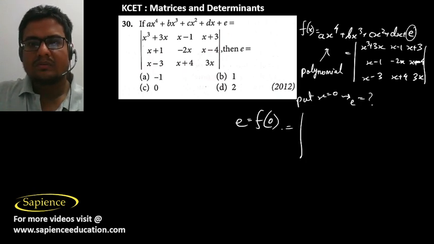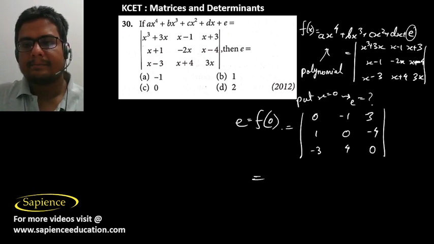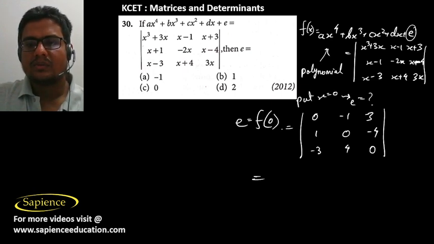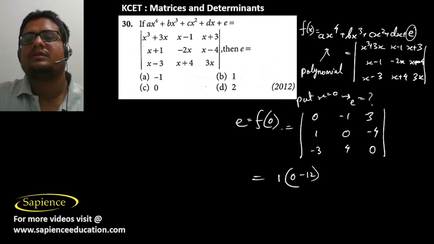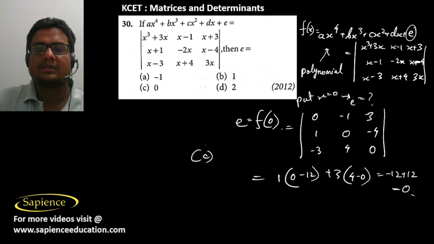So that will be equal to the determinant of 0, minus 1, 3, 1, 0, minus 4, minus 3, 4, 0. So therefore we can expand this determinant along the first row. Then this will be 1 into, first row and second column we have to remove, so this is 0 minus 12. Then plus 3 into, first row and third column we have to remove, so this is 4 minus 0. So this will be minus 12 plus 12, that is equal to 0. So option C is the correct answer.